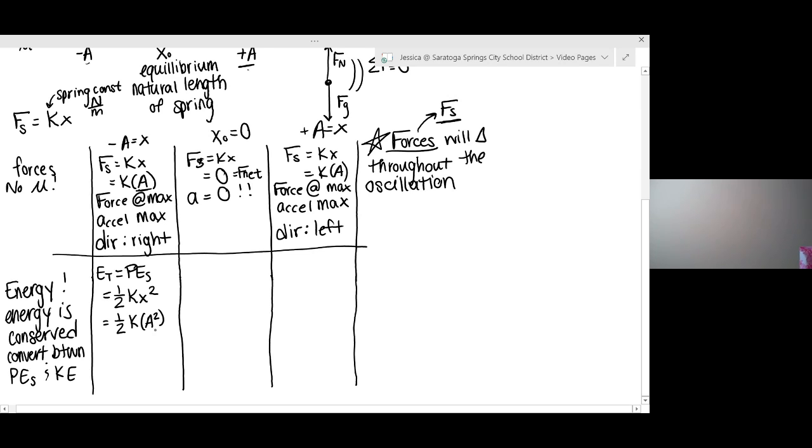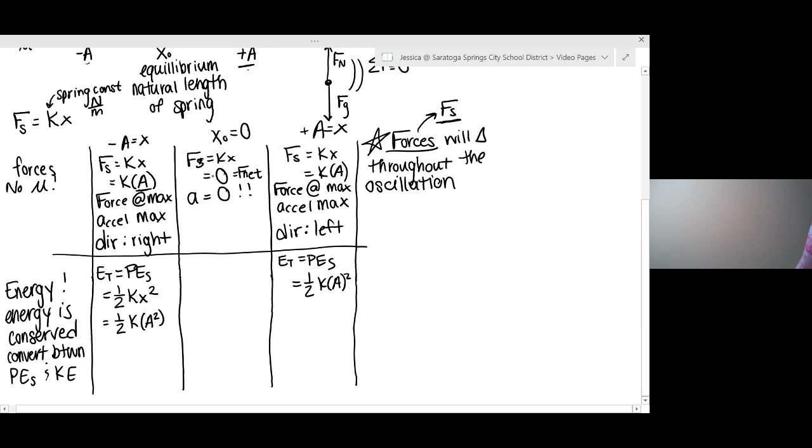So if we increase the amplitude, let's say we pull it out a little bit further in a different trial, we're going to increase the amount of energy in our system. Okay. So that's true for both amplitudes. The energy is going to be 1/2 K A squared. Remember, energy is a scalar, so the fact that we're positive versus negative doesn't matter.